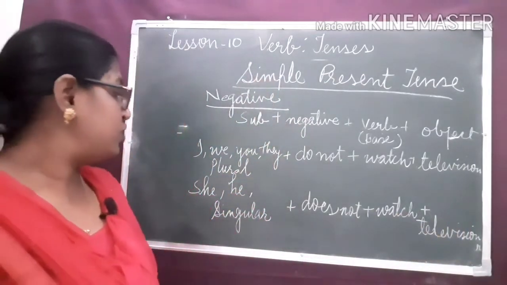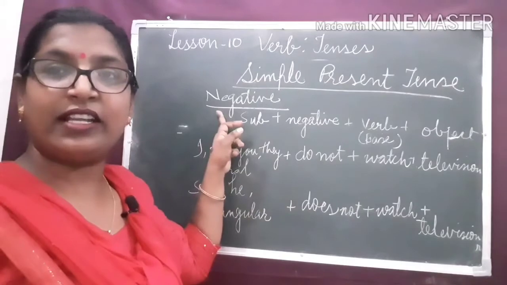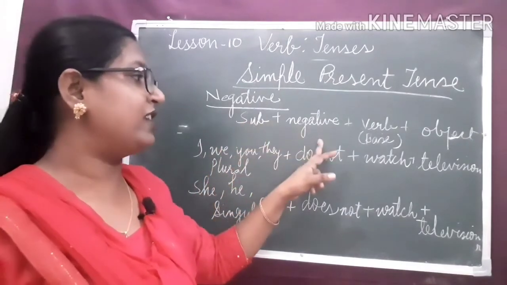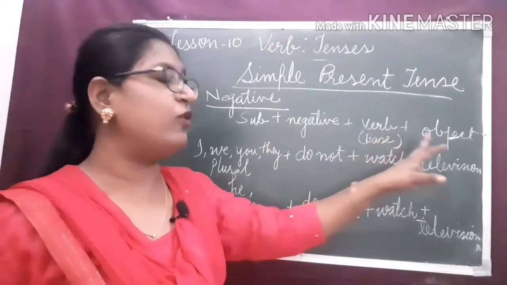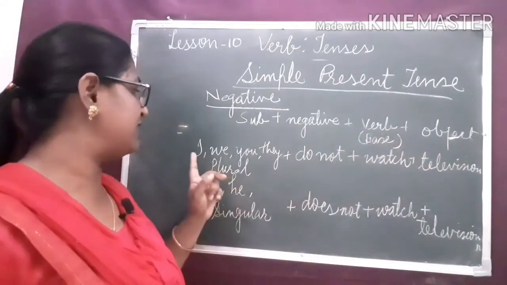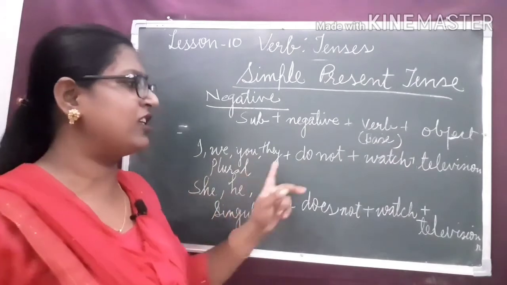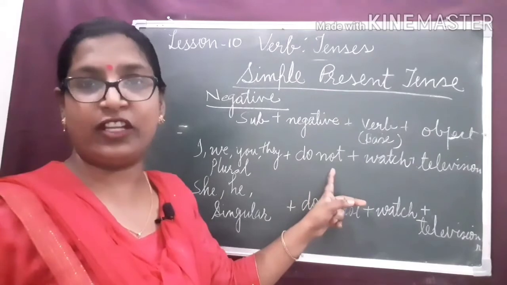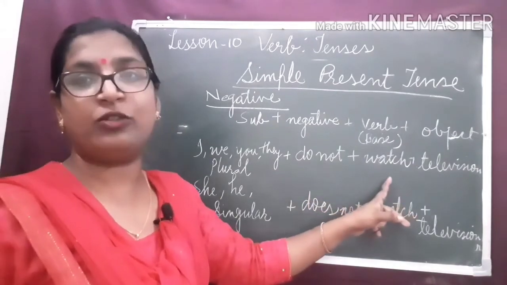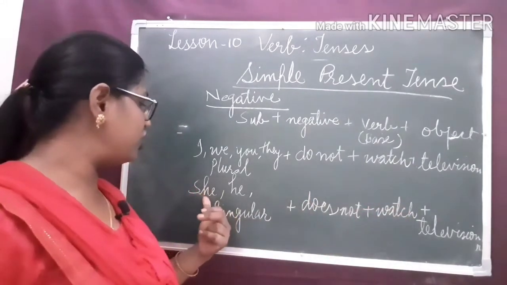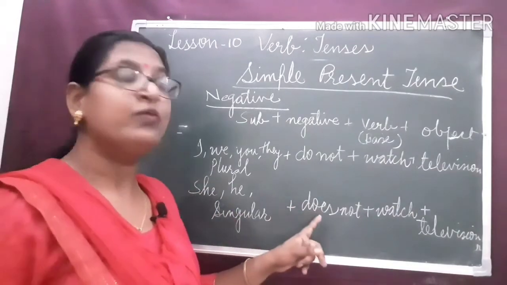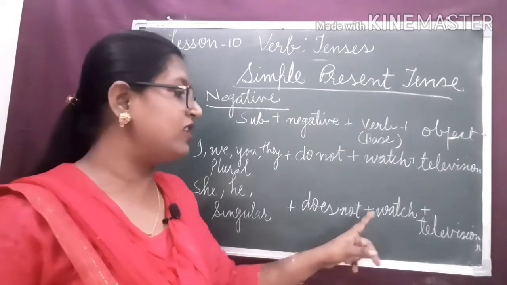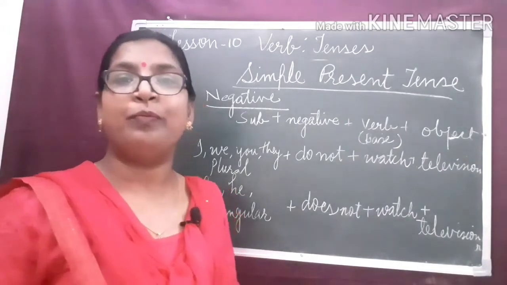Clear? So the structure of a negative sentence in simple present tense is subject, negative form, verb in its base form, and then the object. If the subject is I, we, you, they, or any plural subject, we use the form of the do verb, do, plus the word of negation not and the verb in its base form. And if the subject is she, he, or any singular subject, we use the form of the do verb, that is does, plus the word of negation not and the verb in its base form.